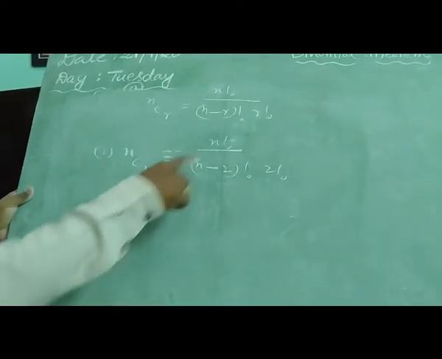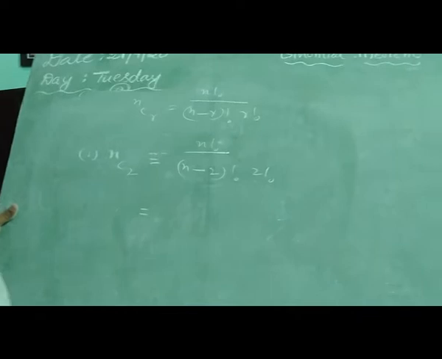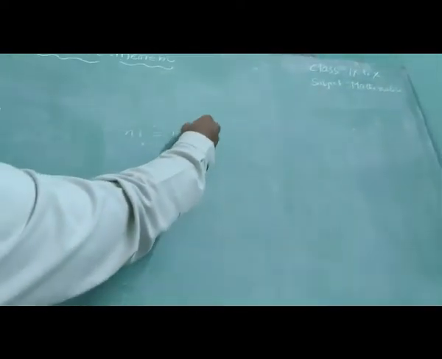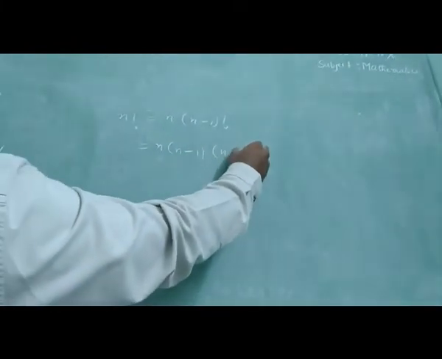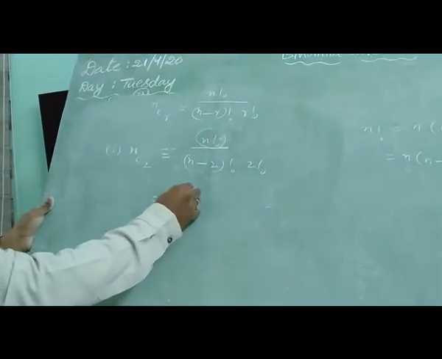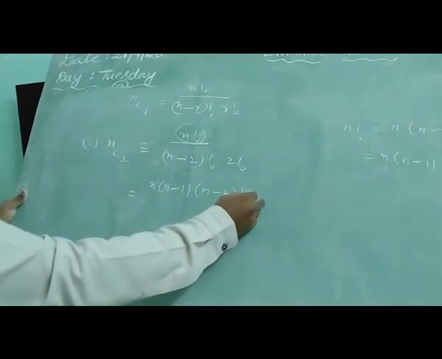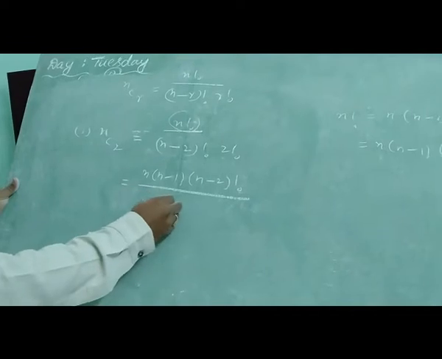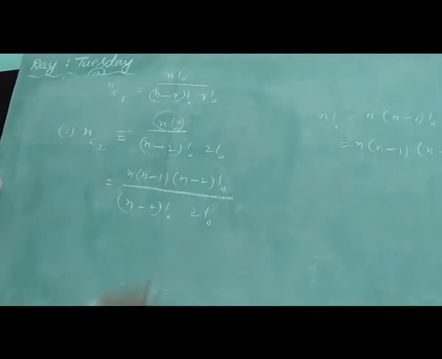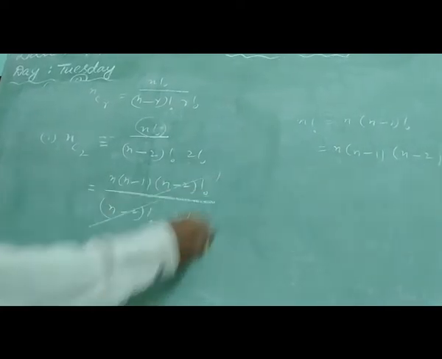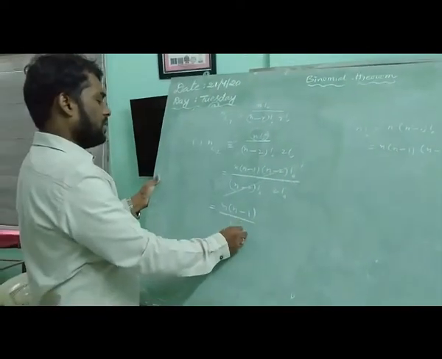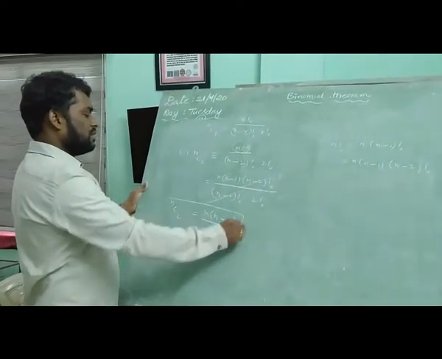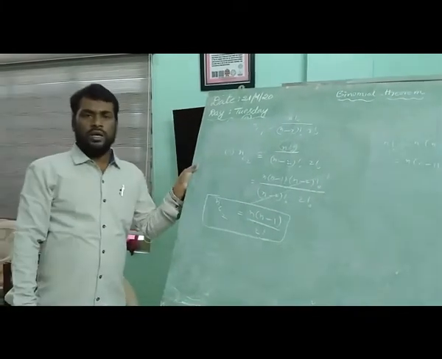We have already learned how to express n factorial in different ways. I already explained n factorial. n factorial can be written as n into n minus 1 factorial, and it can also be written as n into n minus 1 into n minus 2 factorial. So this n factorial can be written as n into n minus 1 into n minus 2 factorial by n minus 2 factorial into 2 factorial. This n minus 2 factorial, you can cancel. The remaining value is n into n minus 1 by 2 factorial. So the value of nC2, directly you can use n into n minus 1 by 2 factorial.